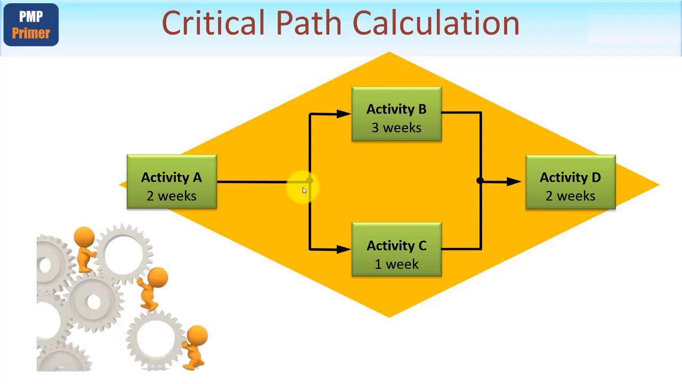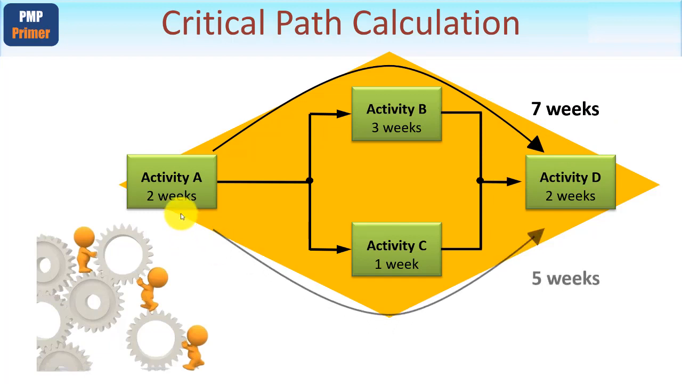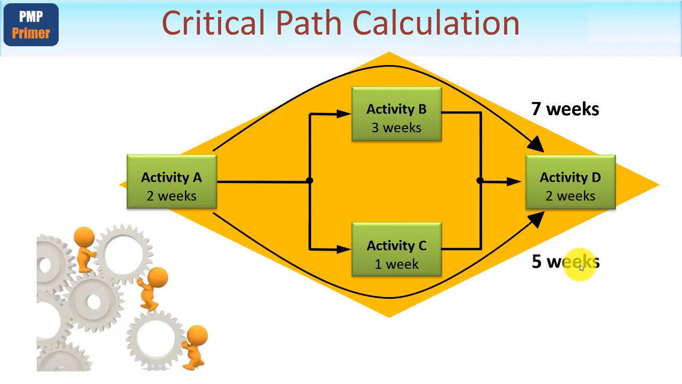Well, let's just add them up. In this very simple example, there's only 2 paths. The top one, where you add up 2 plus 3 plus 2, gives you 7 weeks. And the lower one, which is 2 plus 1 plus 2, gives you 5 weeks. What you know already is that since this top path is the longest path, it alone sets the earliest time that this project can finish. In other words, in 7 weeks.